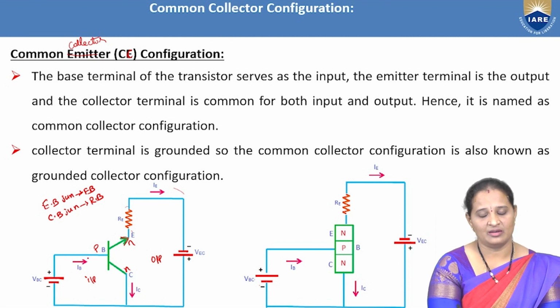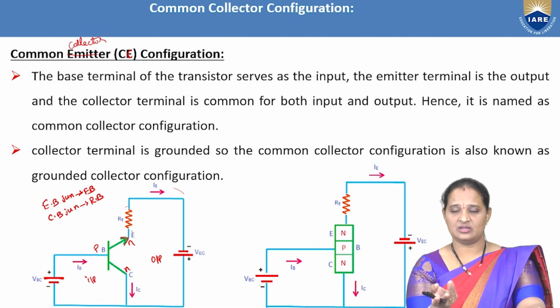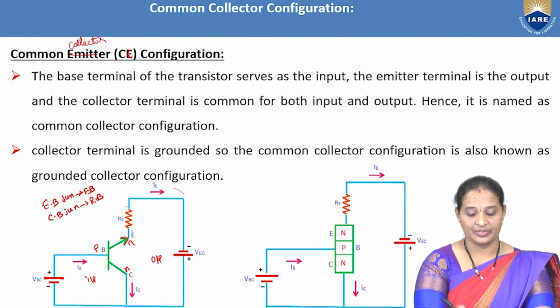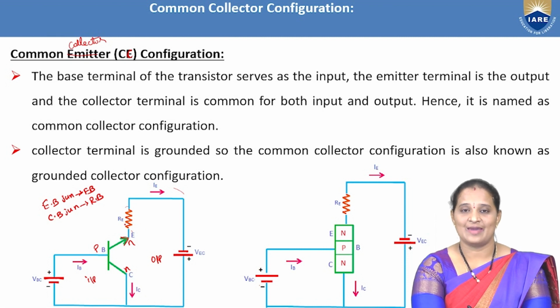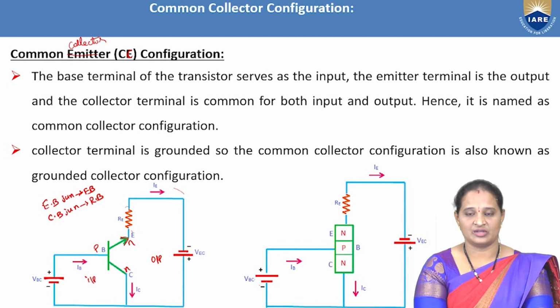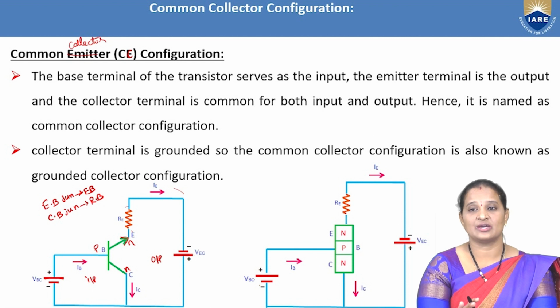So RB will be there. Even if you consider it or not, it doesn't matter, because these are negligible. And this must be there in order to take the output across the emitter terminal. So base is the input and emitter is the output. We have to remember this in common collector configuration. And the collector terminal is grounded.